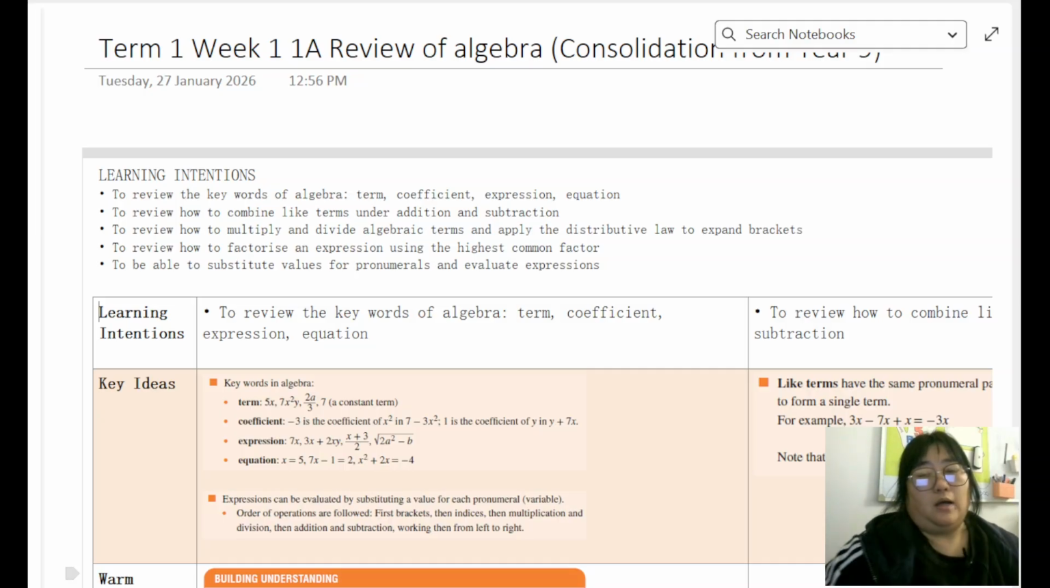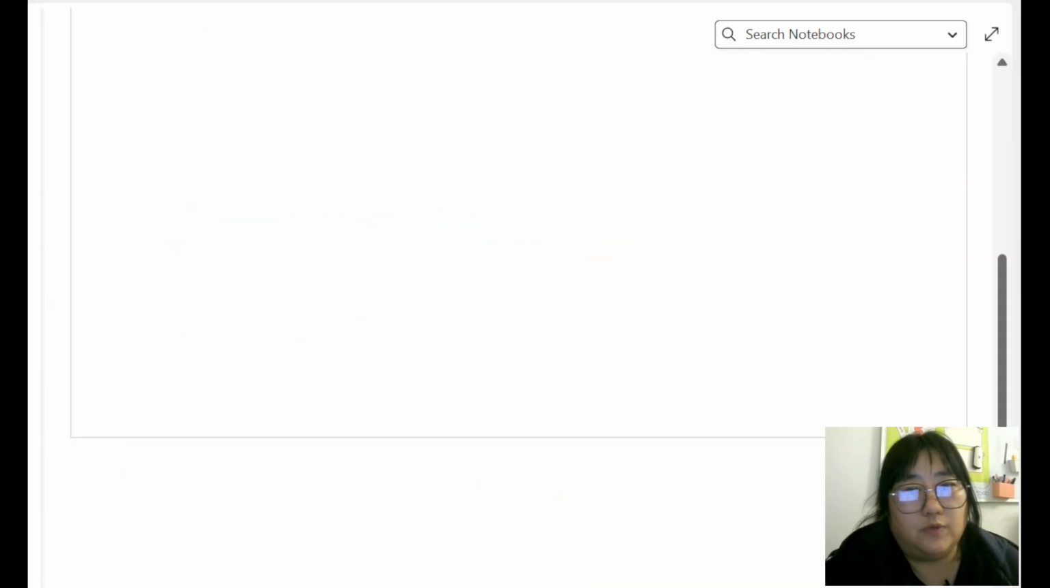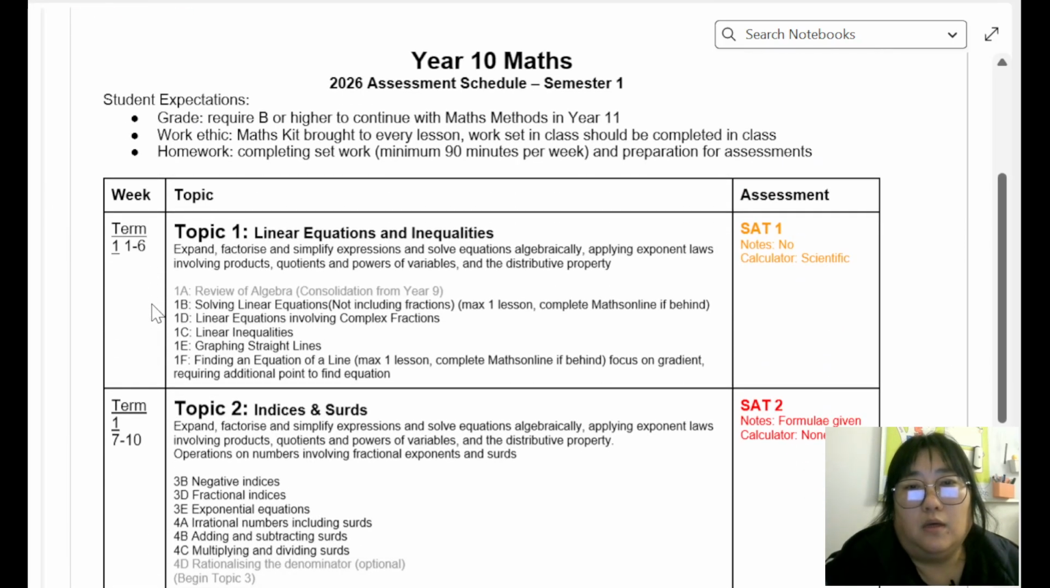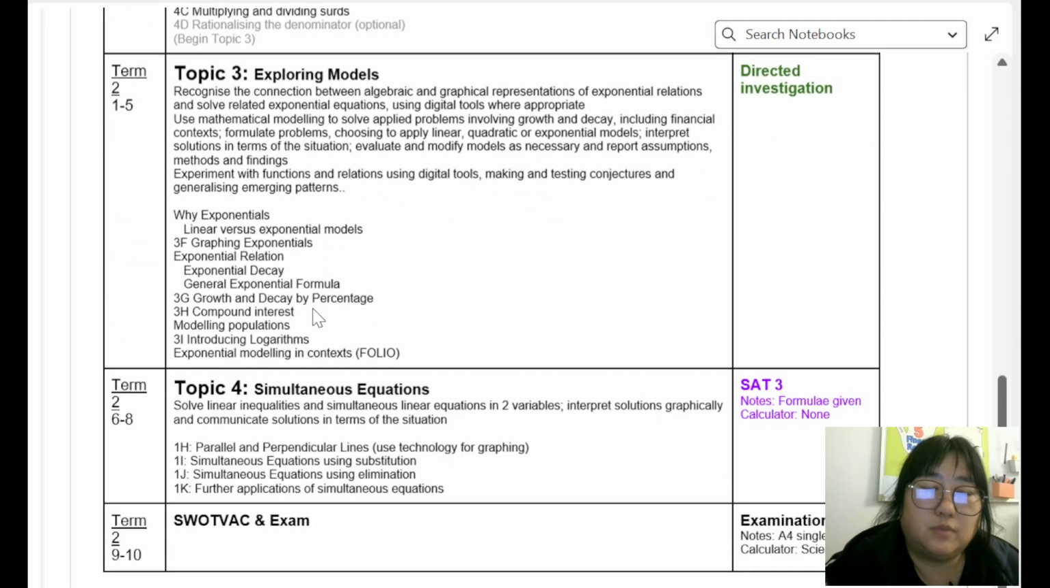Before we start, I'm also happy to introduce the outline, the topics we are studying in Year 10. First we check the outline here. In the whole year we have 4 terms. In the first term we will study topic 1 and topic 2. That's my teaching sequence. Topic 3 and topic 4 will be in term 2.